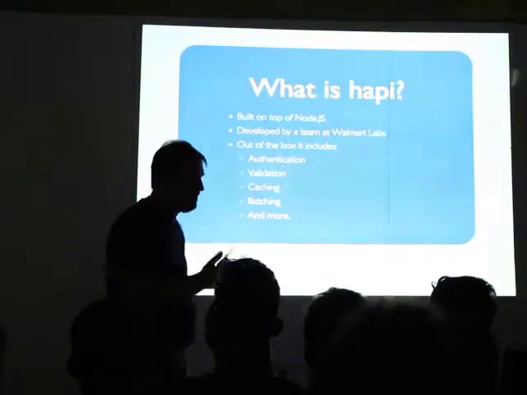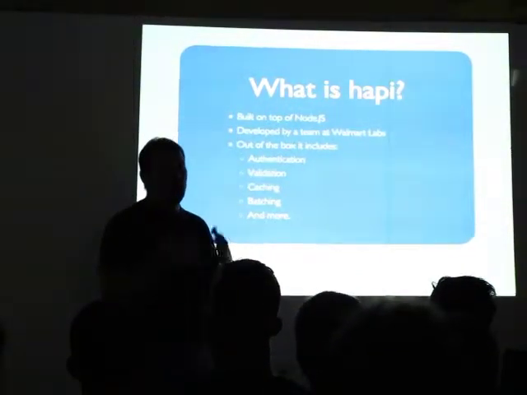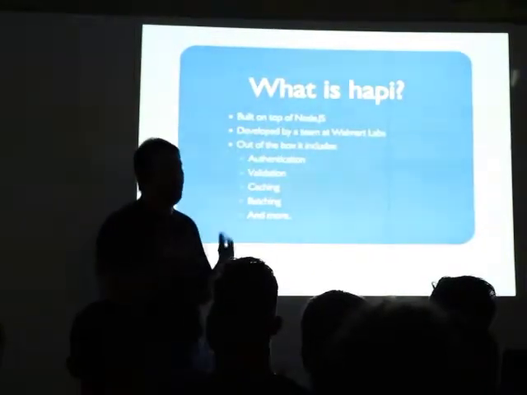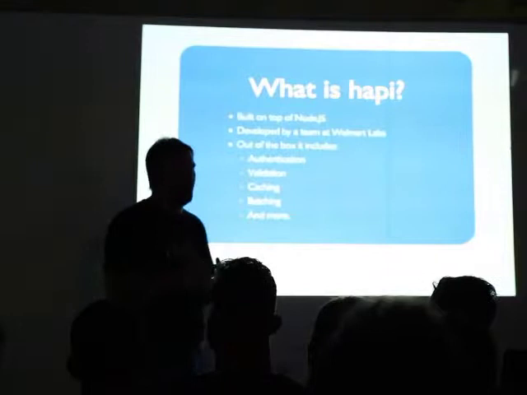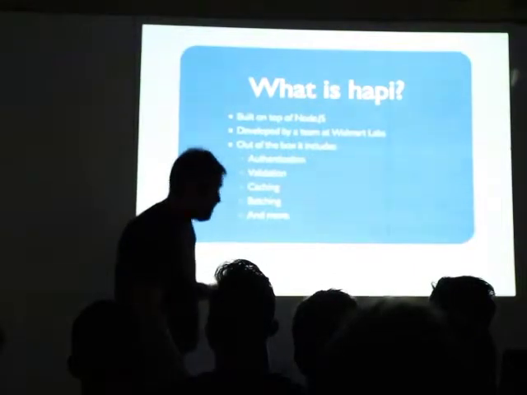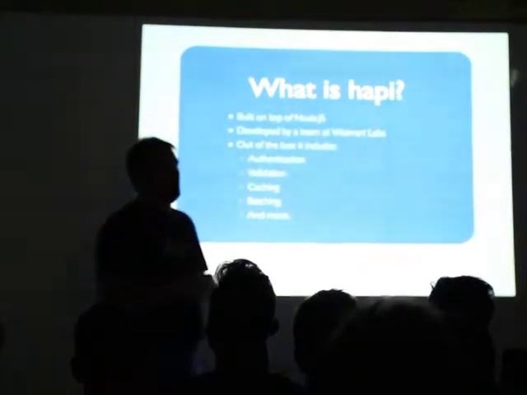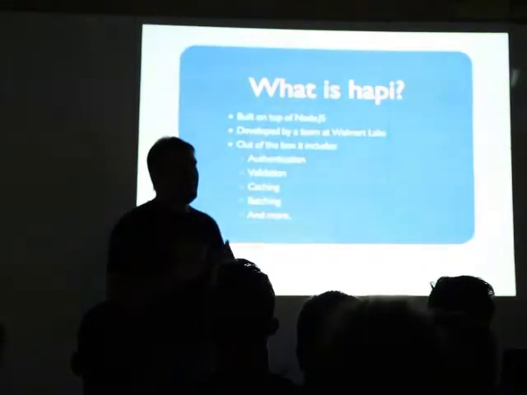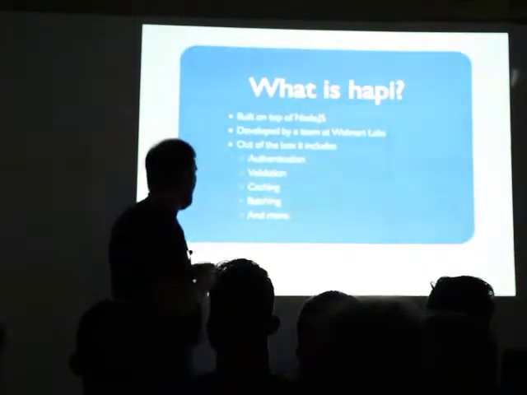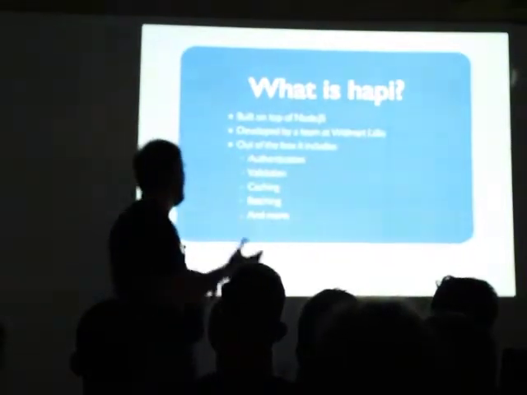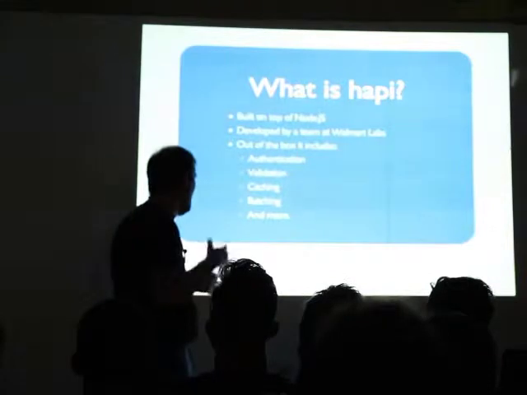And these back-end systems, they're not really designed for having thousands of users accessing that data. They're more designed for smaller user bases. So these guys are building this framework called Hapi. It's mainly focused around REST services, and REST services particularly for mobile apps. It incorporates a bunch of features out of the box: authentication, validation, caching, batching.